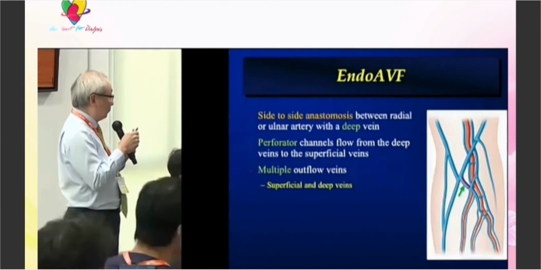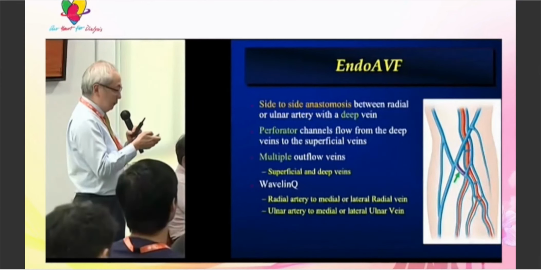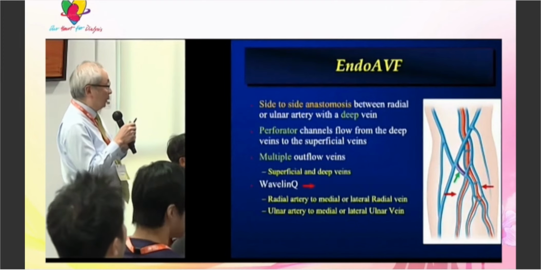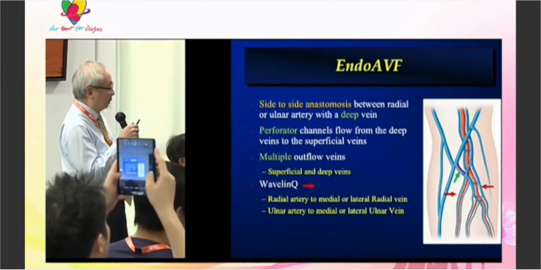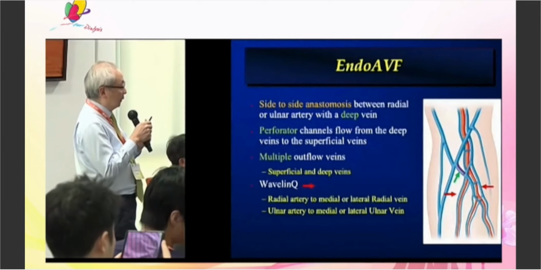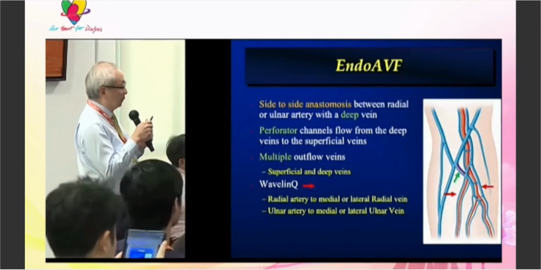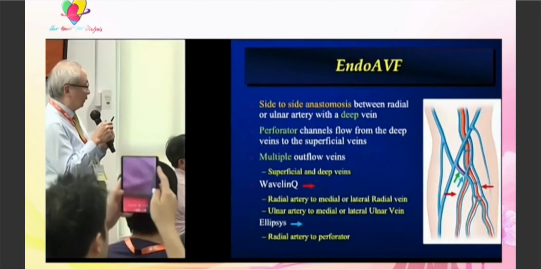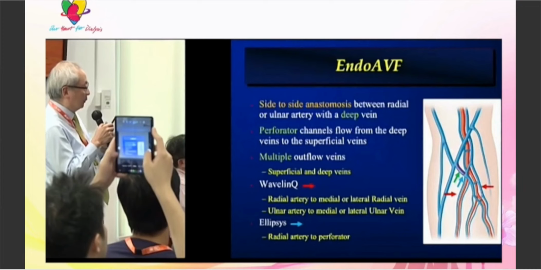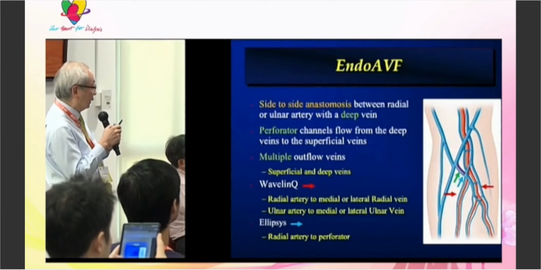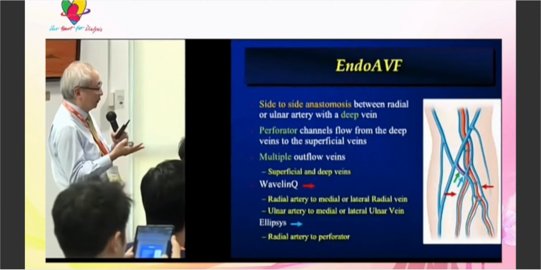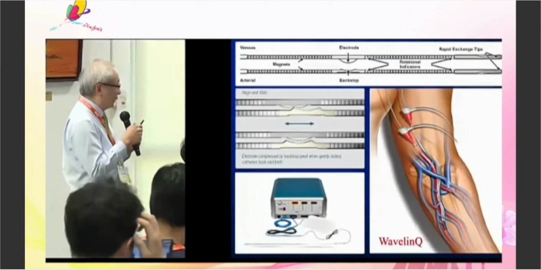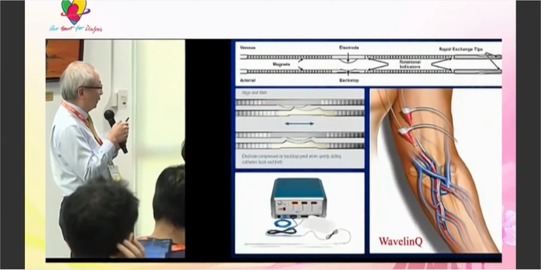So for the WavelinQ, we have just heard that we can create the anastomosis between the ulnar artery and ulnar vein, or the radial artery with the radial vein, as long as it's below the level of the perforator. Whereas for the Ellipsys, the AVF is directly from the perforator into the radial artery. And therefore, theoretically, it should have a better flow straight into the superficial system. So just a recap of the WavelinQ system. I think I won't go into it.